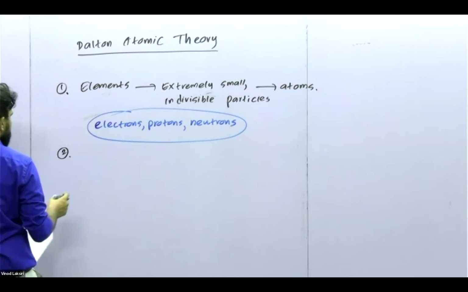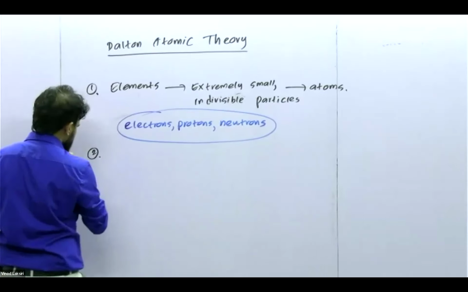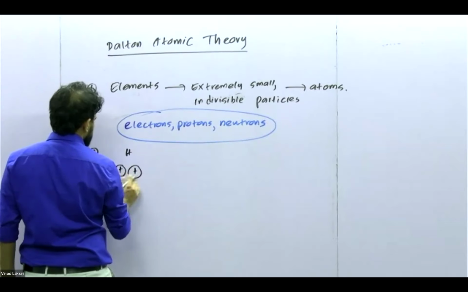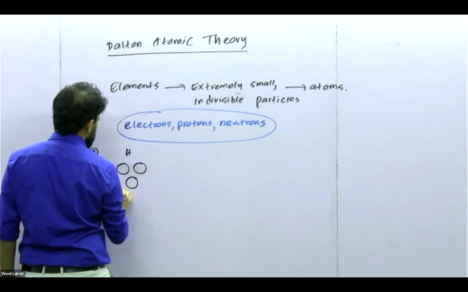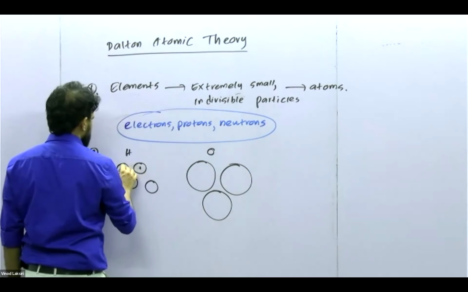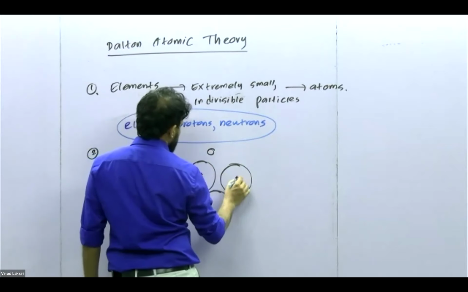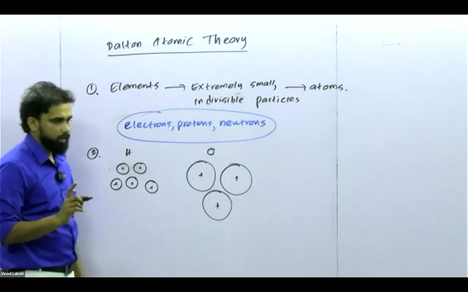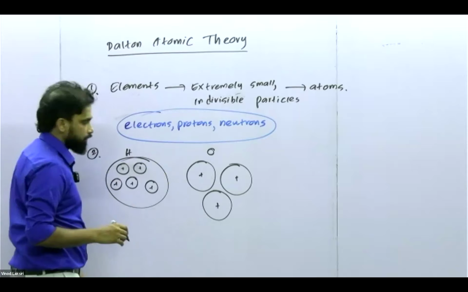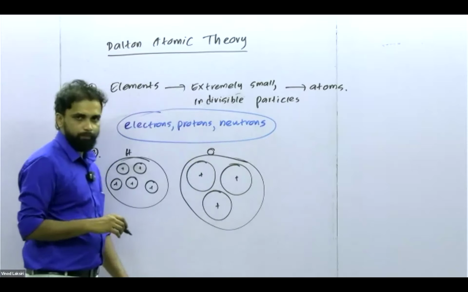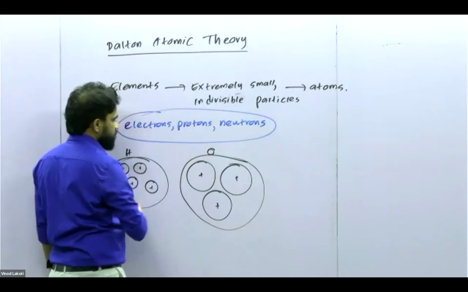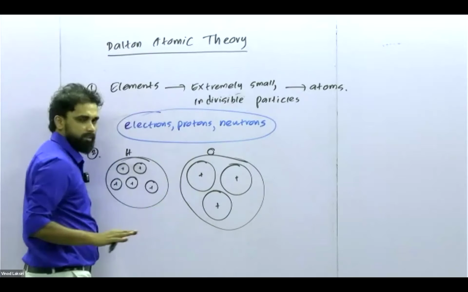Then the second one. Consider the atoms of a certain element, like hydrogen, and then oxygen. Dalton stated that all the atoms of one element are identical. That means these four atoms of oxygen are identical, with no difference, and these three atoms of oxygen are identical too. All the atoms of a certain element are identical, but atoms of two different elements are different. That means this atom and this atom are different, right?